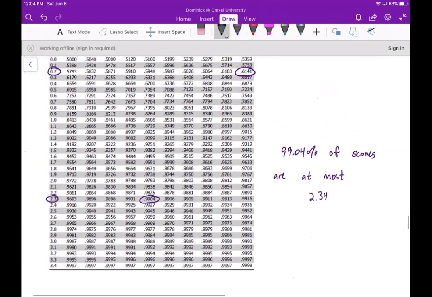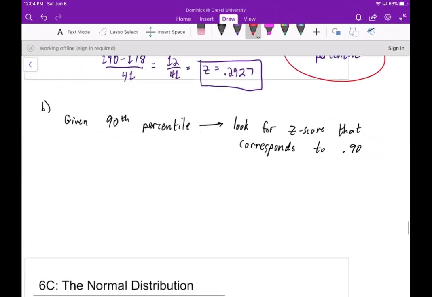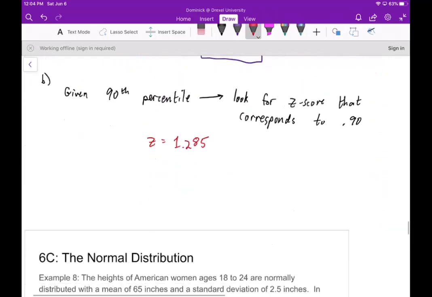All right, so let's go to our table and we need to find 0.90. So it looks like we first eclipse 90 at around here. My z-score for that starts with a 1.2, and then it looks like we have an 8 and a 9. So let's split the difference and call it 8.5. So that's the z-score that corresponds. So z is 1.285. Now, that's not the cholesterol level, that's the z-score.